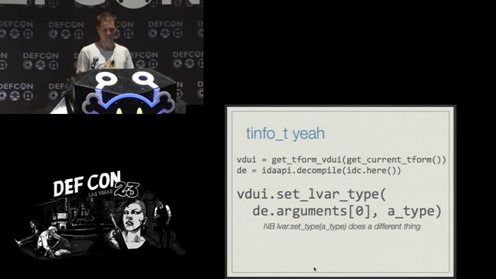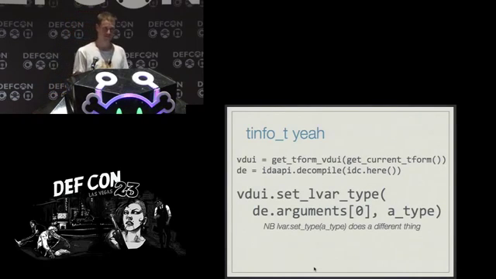And then to change the types of your function arguments, you actually change the types of the local variables that are the arguments. L-bar here is a local variable. And when you do that, it then changes the type of the function itself.